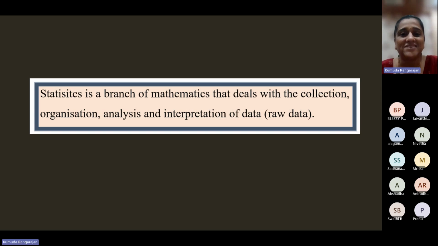So as every teacher begins a session, statistics. This chapter was already introduced to you in Standard 9, right? So you understand the definition of this term statistics. You can see it on the screen. It's a branch of mathematics that deals with the collection, organization, analysis, and interpretation of data, of raw data.